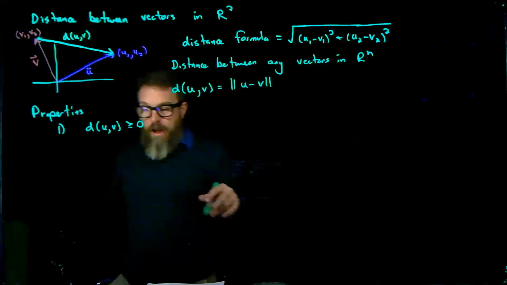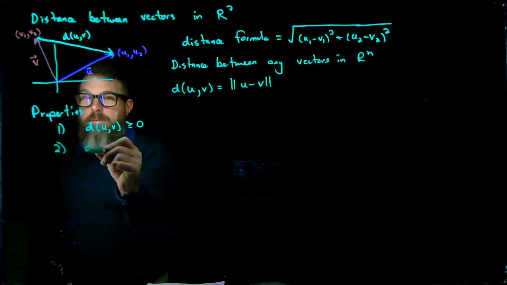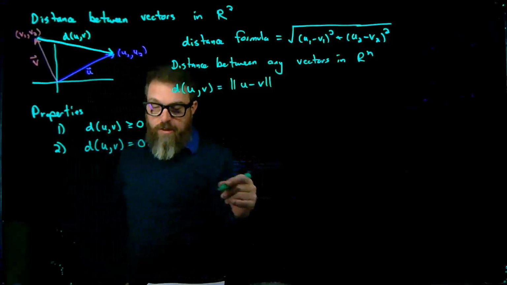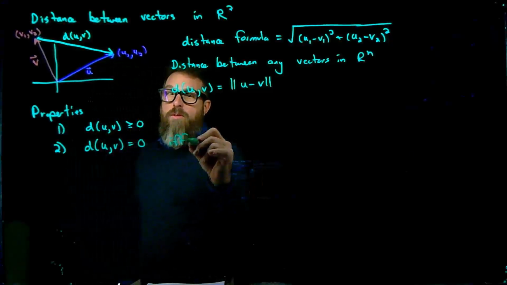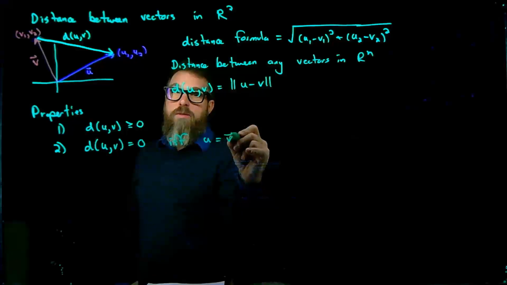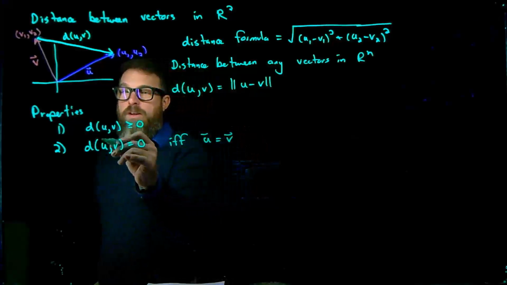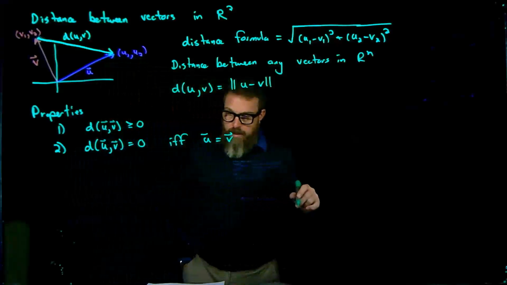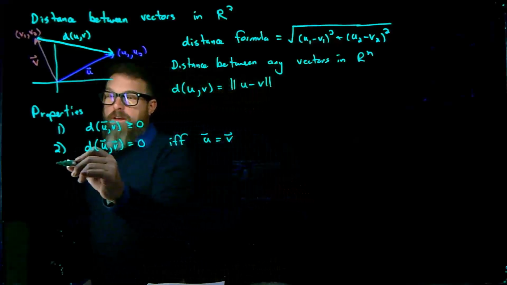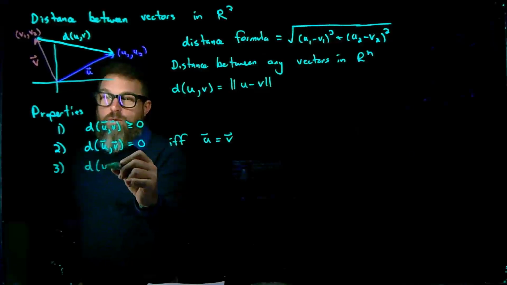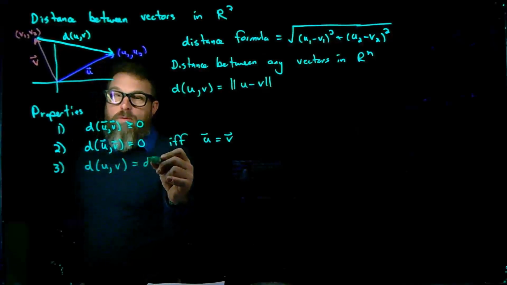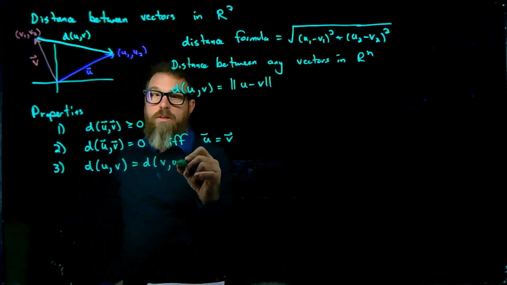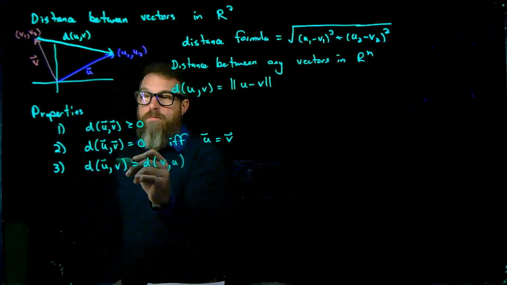2, kind of talking about what happens if it is 0. Well, if the distance between u and v is 0, this only happens if and only if vector u is equal to vector v. I should have vector signs on top of all these, but I get a little complacent. And then finally, the distance from my house to work is the same thing as the distance from my work to my house. So it doesn't matter the order in which you do these things. That is also true.